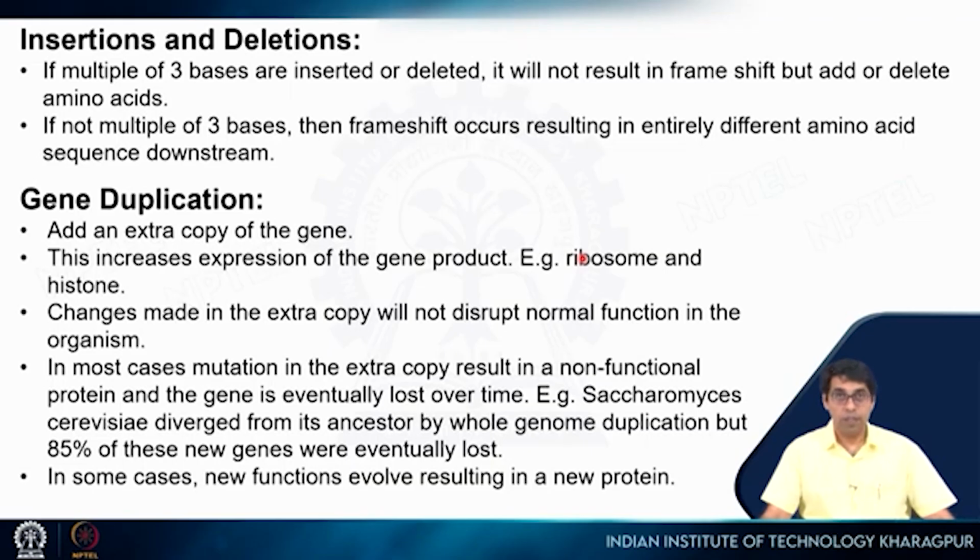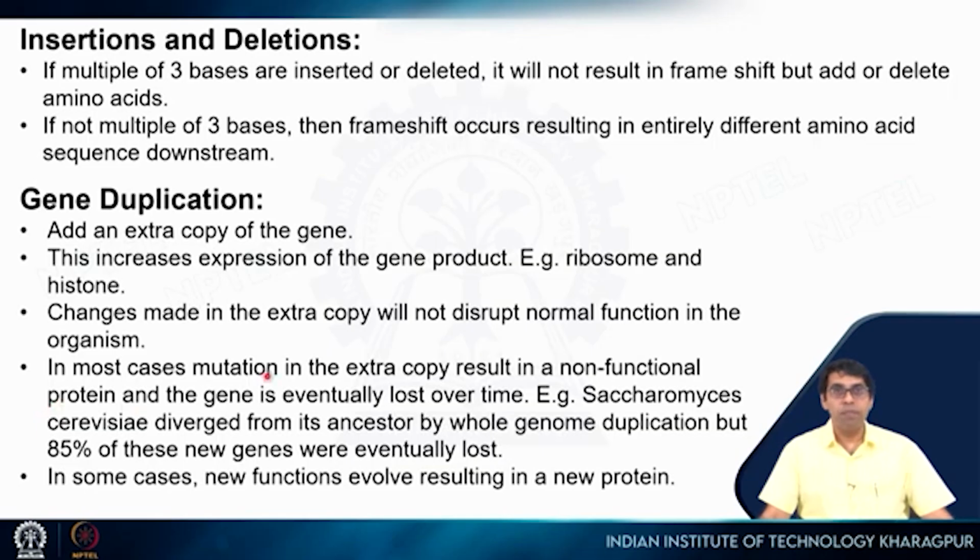There are several advantages of this. One is that your gene dosage is higher, because you need a lot of ribosome and histone proteins. Since we have more genes, more mRNA will be produced and you will get more of this protein production. Second is that if one copy is corrupted by mutation, the function will not be hampered because you have other functional copies.